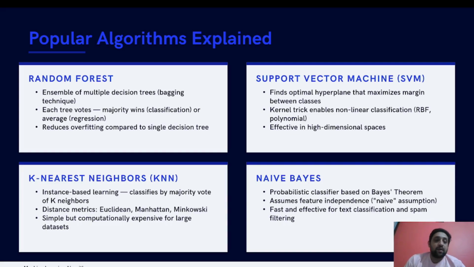Naive Bayes is a probabilistic algorithm based on Bayes theorem and is particularly effective in text classification tasks like spam detection. Each of these algorithms has its strengths and is chosen based on the problem requirements.